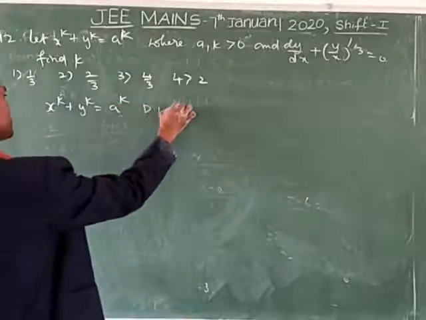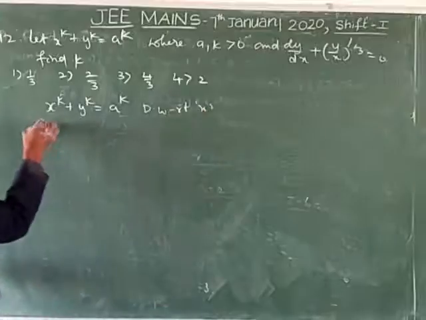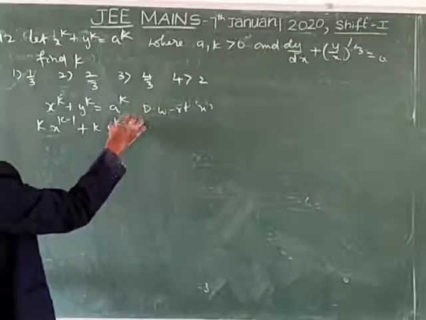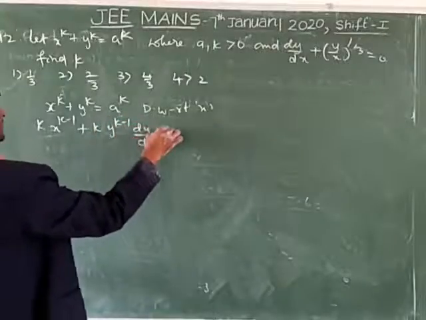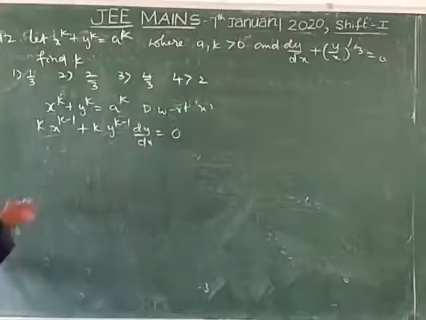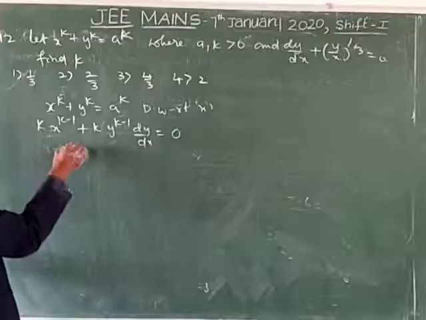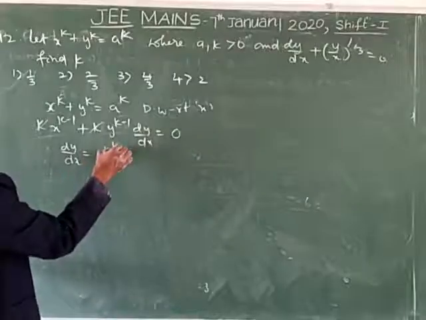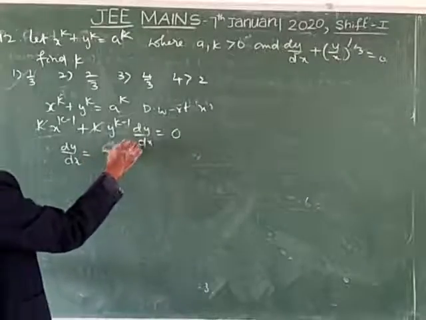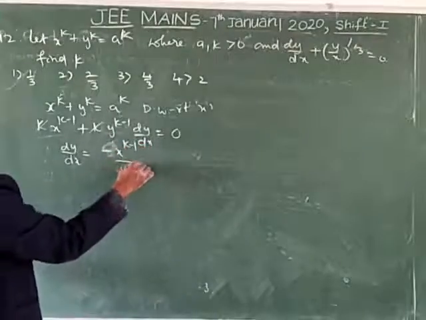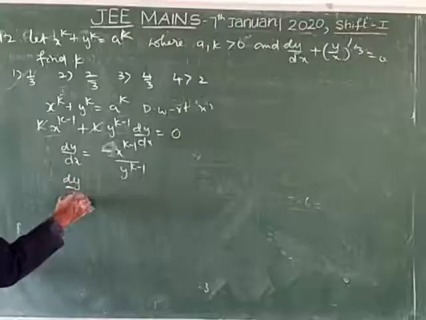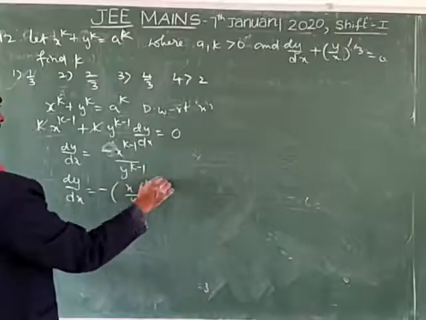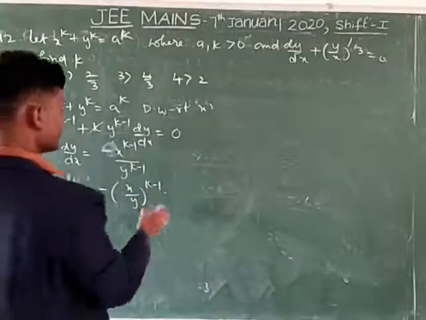Here, differentiate with respect to x on either side. Now k into x to the power of k minus 1 plus k into y to the power of k minus 1 into dy/dx. This is a constant, meaning it is equal to 0. Now take this term to that side: dy/dx is equal to, here k also cancels, minus x to the power of k minus 1 by y to the power of k minus 1. Then dy/dx is equal to minus of (x/y) whole power k minus 1. This is equation 1.